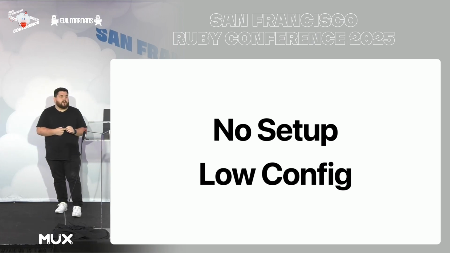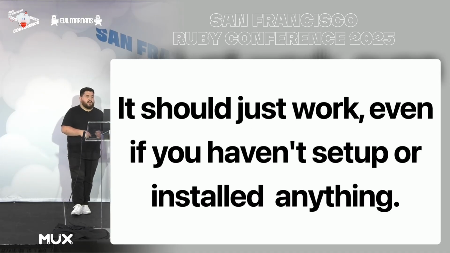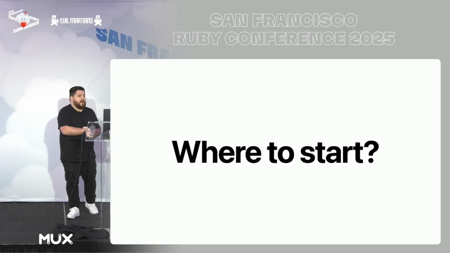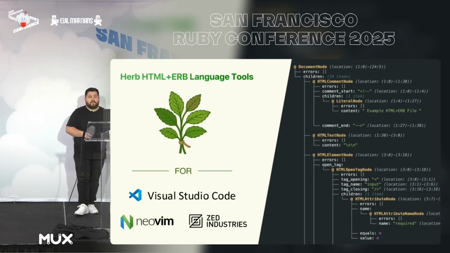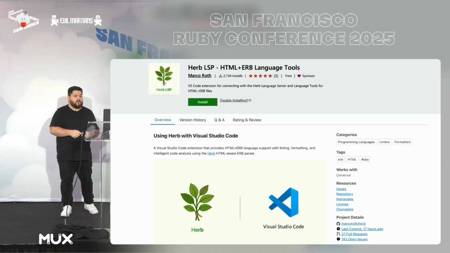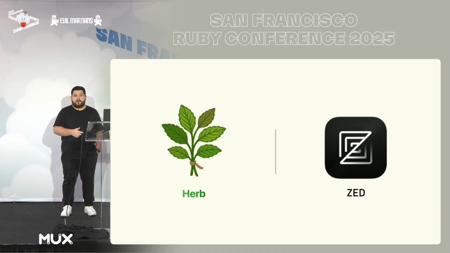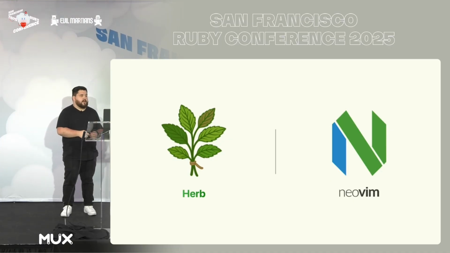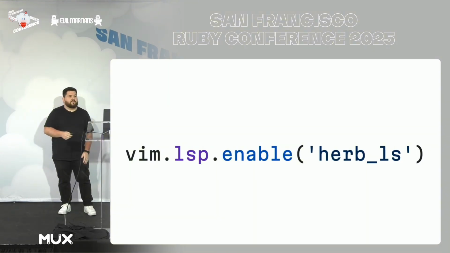The design philosophies are: it should be no setup and low config, so you cannot really over-configure things. And it should just work even if you have nothing installed in your application. So where do you start? I would recommend starting with the language server. You can use this in any editor today. There's a Herb language server. If you're using VS Code or Cursor, there's a plugin in the store. If you're using Zed, it is already built in; it's right there if you have the Ruby extension. If you're using Neovim, as of the latest version, you can just say vim.lsp.enable, and it will enable the LSP for you.